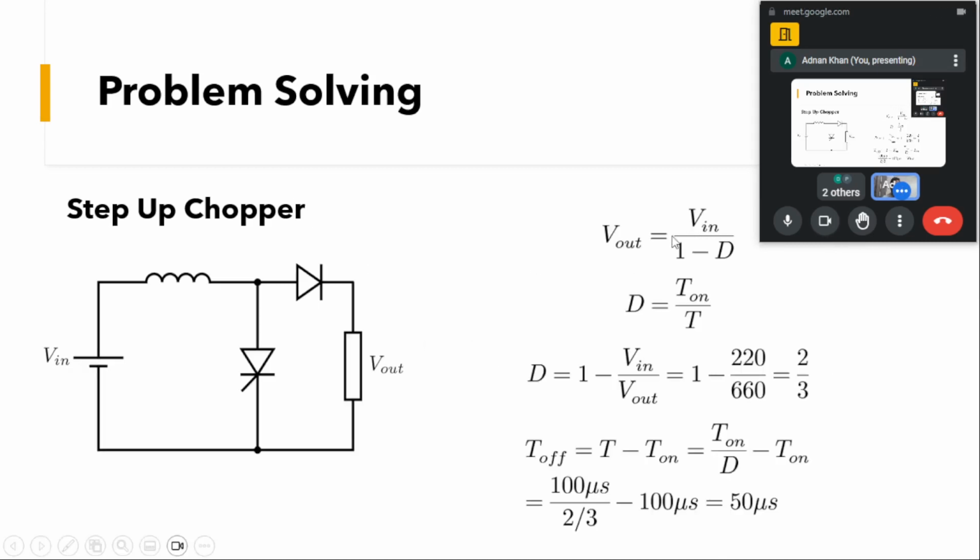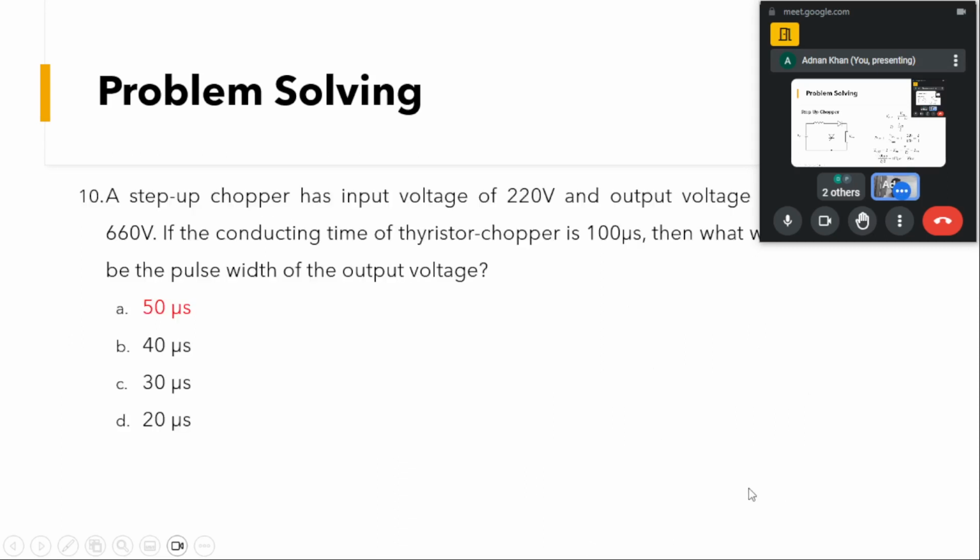So by calculating first the D, because T is not known to us, and you know T off will be equal to T minus T on, but we know T on, so T will be equal to T on by D. If we calculate this D and substitute here, then T minus T on, we will be able to calculate this T off. That is what we did here, and after solving this, the answer is 50 microseconds. That is the correct answer.